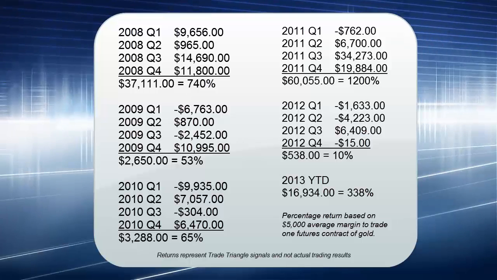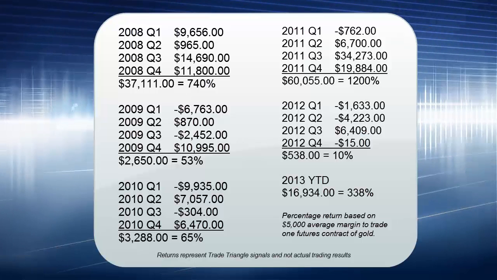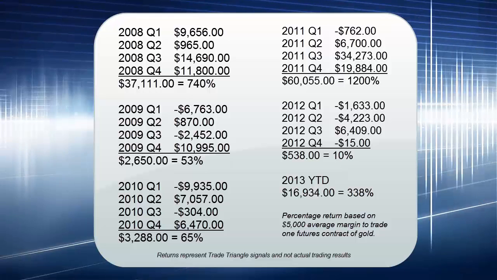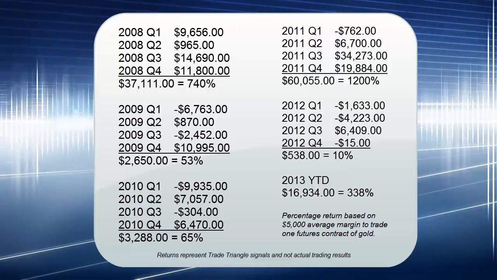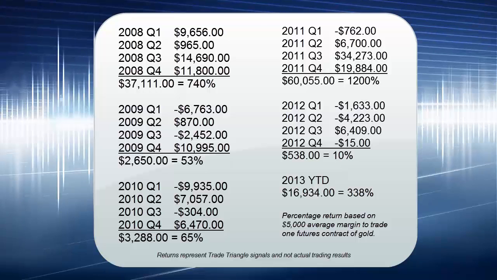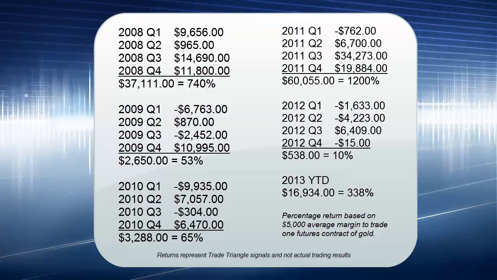As promised, here are the results using our trade triangle signals. You can see every year it's been positive since we've been tracking it since 2008. And the returns are based on $5,000 margin for one contract of gold.